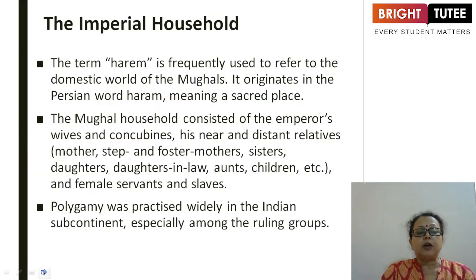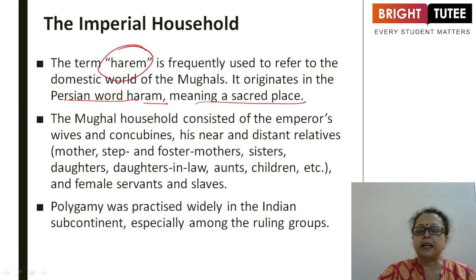Now coming to discuss the imperial household, the emperor's house, the personal life. The term harem is frequently used to refer to the domestic world of the Mughals, and it originates in the Persian word haram, meaning sacred place. The Mughal household consisted of the emperor's wives and concubines, his near and distant relatives, mother, step and foster mothers, sisters, daughters, daughters-in-law, aunts, children, etc., and the female servants and slaves. These all come under the Mughal household.